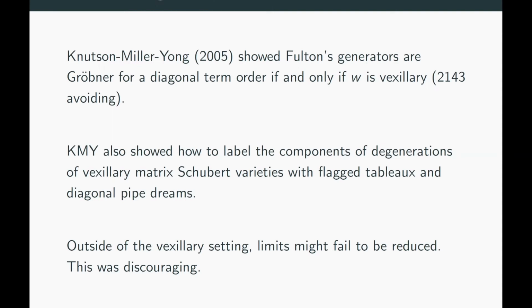So outside of the vexillary setting, things start to get hairy. The limit might actually fail to be reduced. You won't be seeing square free monomial ideals. So it gets a little discouraging. But in the vexillary case, they give an analogous Gröbner basis sort of result where you see the coordinate subspaces being reduced in the limit and labeled by, say, flagged tableau. So there's an analogous story there, but outside of vexillary, not much was known.